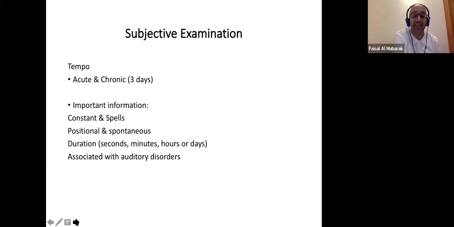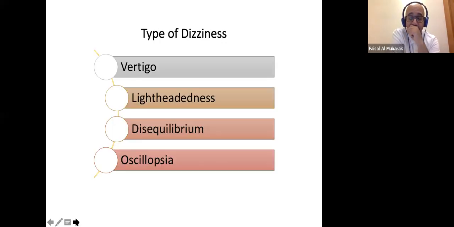This dizziness can be either constant or in spells. It can be positional or spontaneous, it can have different durations, and it can be either associated with an auditory disorder or not. By looking at this, and later on we can discuss some details about it, here is where you can pick up if there might be any issue with a central lesion or any issue peripherally that might be the cause of this problem. So remember, one person asked about dizziness and what the differences are.